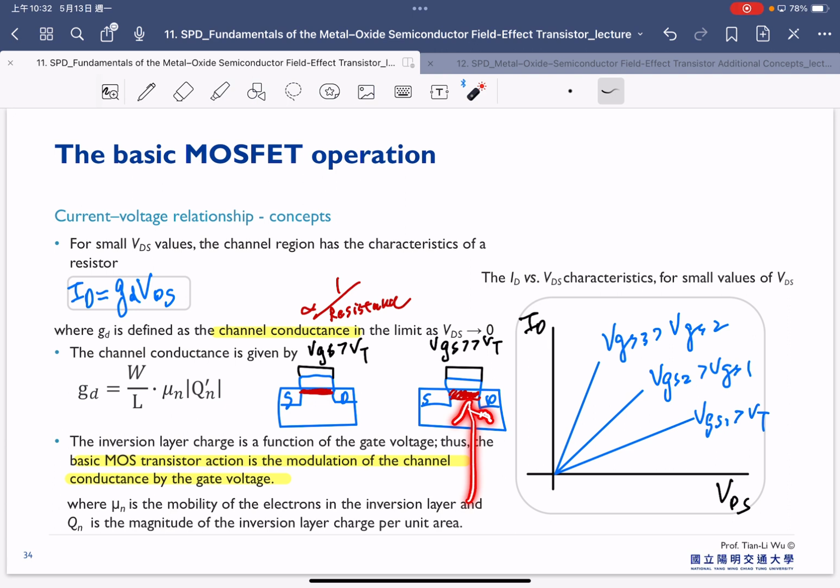The modulation of the channel also depends on the function of our gate bias. So once we apply a higher gate bias, we can expect a higher electron density in the channel here. If you look closely at this equation, the mu1 here is the mobility of the electron in the inversion layer, and Q1 is the magnitude of the electron layer charge per unit area. That means if you have a higher charge in the channel, then that will also increase your channel conductance.